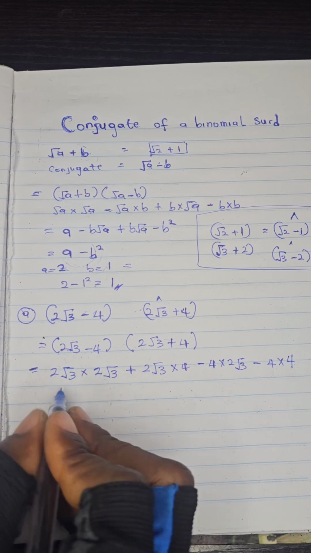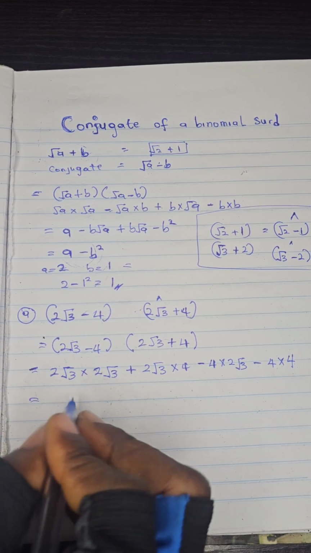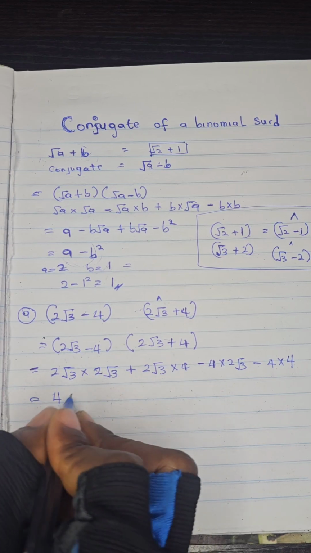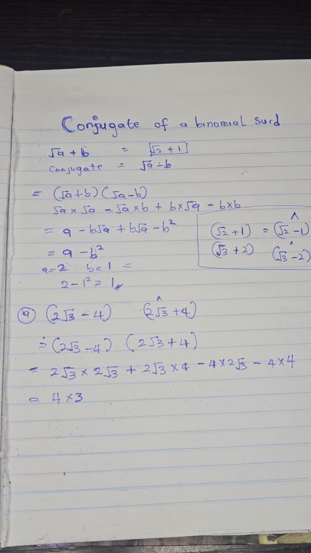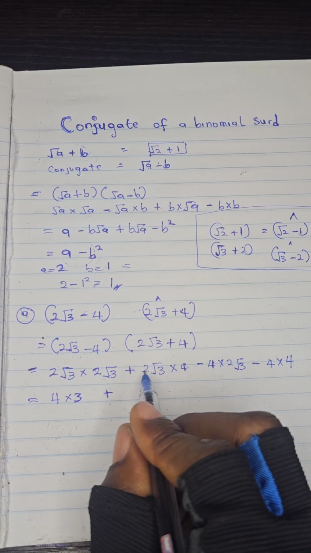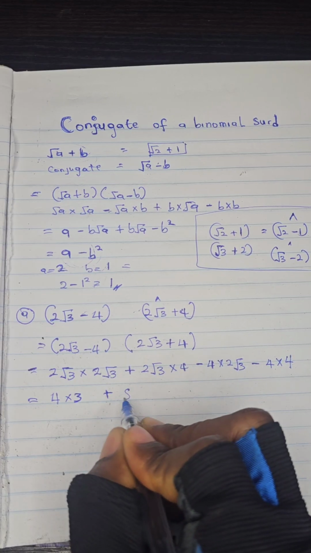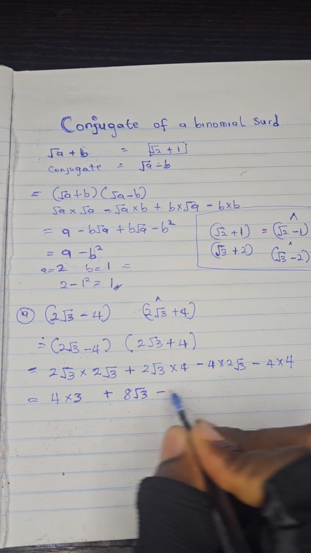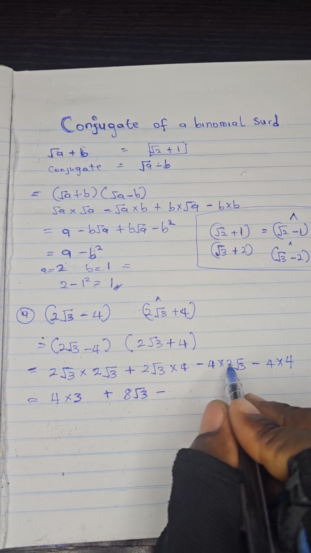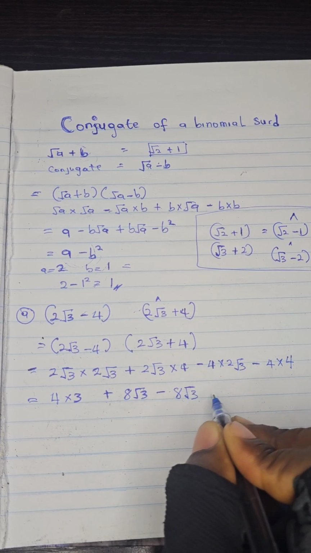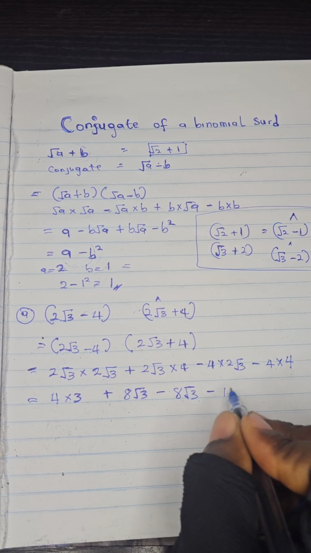So we now go for the whole number multiplied by whole number. Let's jump the step. It will be 4, because this multiplied by itself will give us 3, plus whole number multiplied by whole number, that's 8 root 3, minus this multiplied by itself, 8 root 3, minus 16.